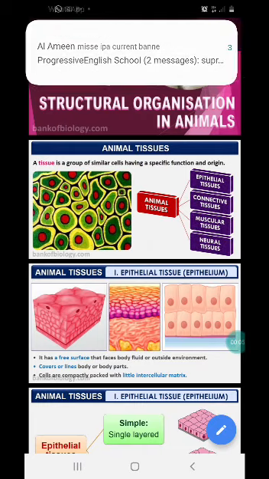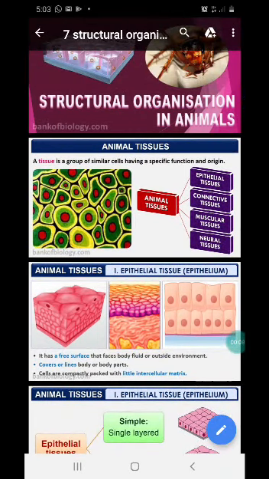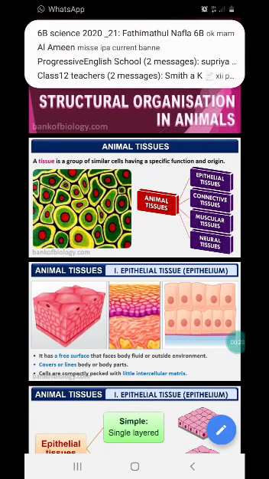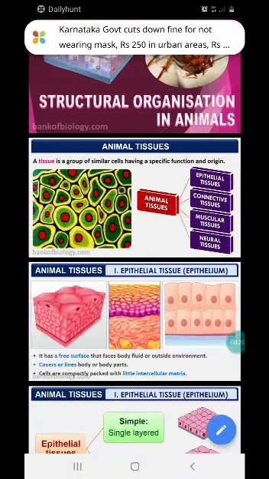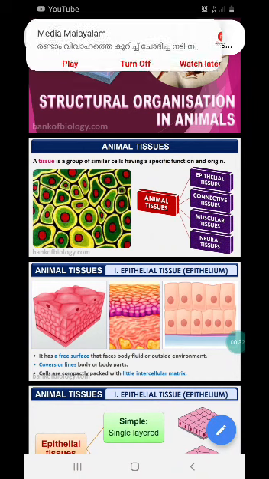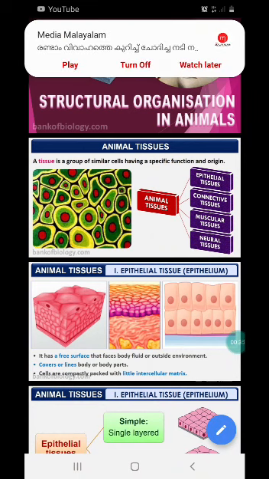Today we'll be doing a new lesson, which is the structural organization in animals. As you know, in multicellular organisms, many cells group together to form tissues. So what is a tissue, children? A tissue is a group of similar cells, a group of similar cells which do a specific function.